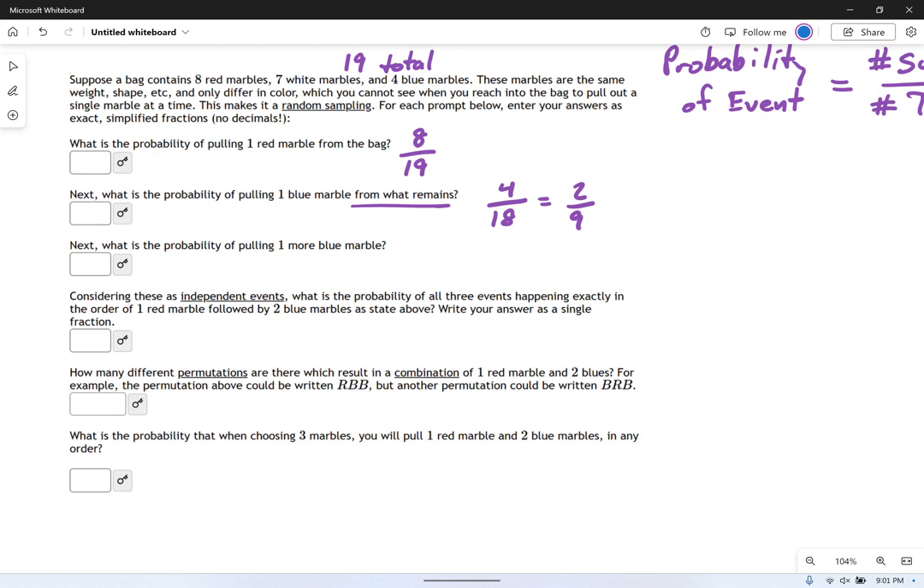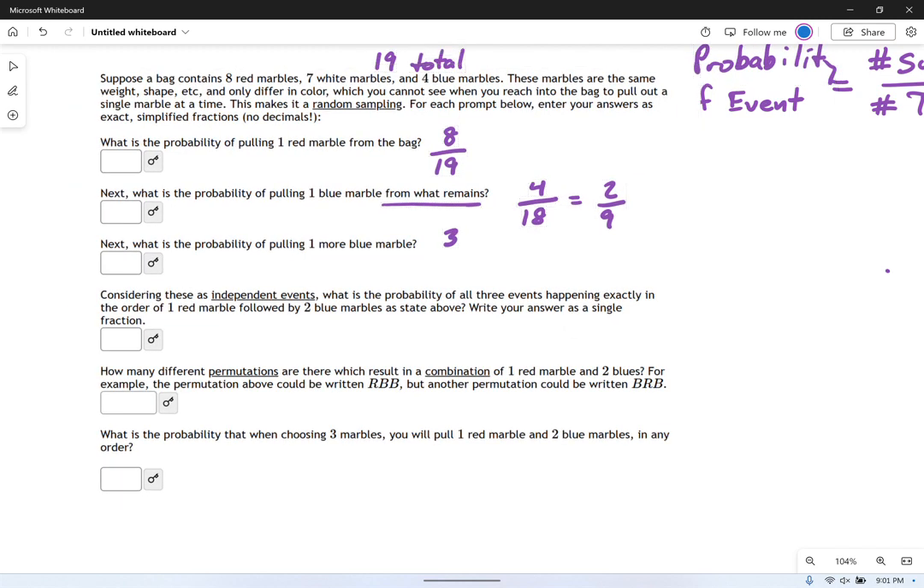Now, the next one, what's the probability of pulling another blue marble? Well, this time, there's not 4 marbles in the bag that are blue. There are 3 blue marbles because you just pulled one of them. So I've got 3 blue marbles out of a total of, how many are there here? We've got 17 marbles left in the bag. So these are my answers for the first 3 questions. You can see the number of marbles in the bag is dropping, and so is the number of successful blue marble pulls, or whatever color I want to pull out of the bag.